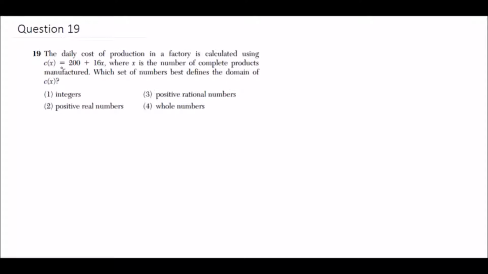The daily cost of production in a factory is calculated using C(x) = 200 + 16x, where x is the number of complete products manufactured. Which set of numbers best defines the domain of C(x)? The domain, let's recall that definition, is the set of all possible x values for a given function.